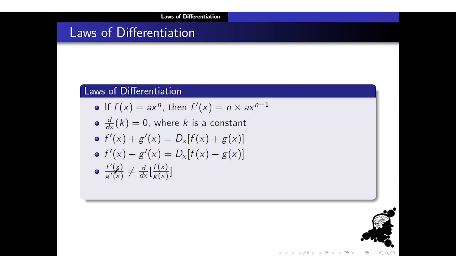Take note of something. Division and multiplication are two different steps. If I find the derivative of f of x divided by the derivative of g of x, this is actually not equal to the derivative of f of x divided by g of x. The product of the derivative of f of x and g of x is not the same as the derivative of f of x times g of x. Please take note of this.